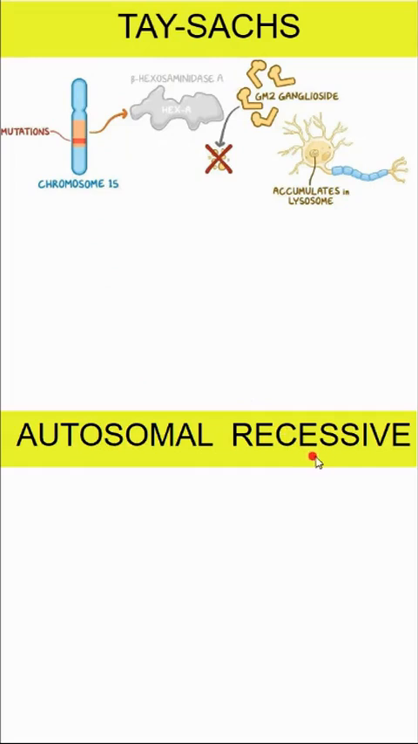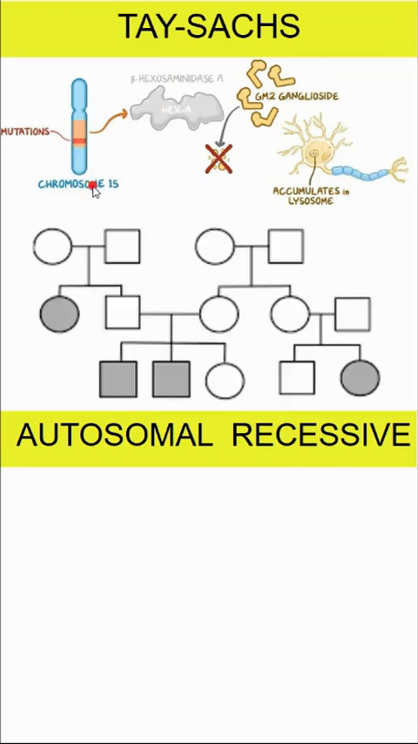In order for someone to have Tay-Sachs, they have to have the broken gene, which causes a non-functional protein, on both of their chromosome 15s. So when we start thinking about pedigrees, this kind of pedigree should jump out at you as an autosomal recessive pedigree, because you have two people that do not have the disease, but they could both be carriers and produce an offspring that has it.